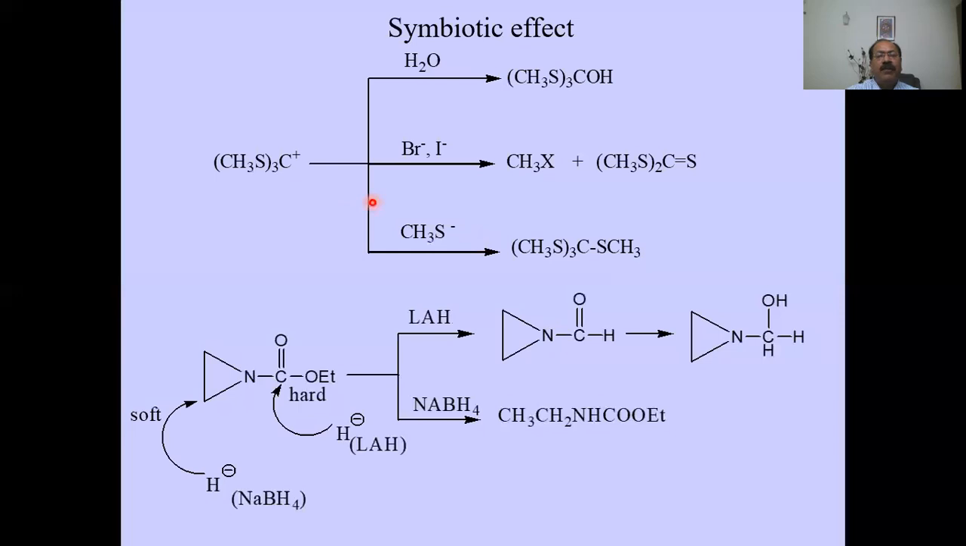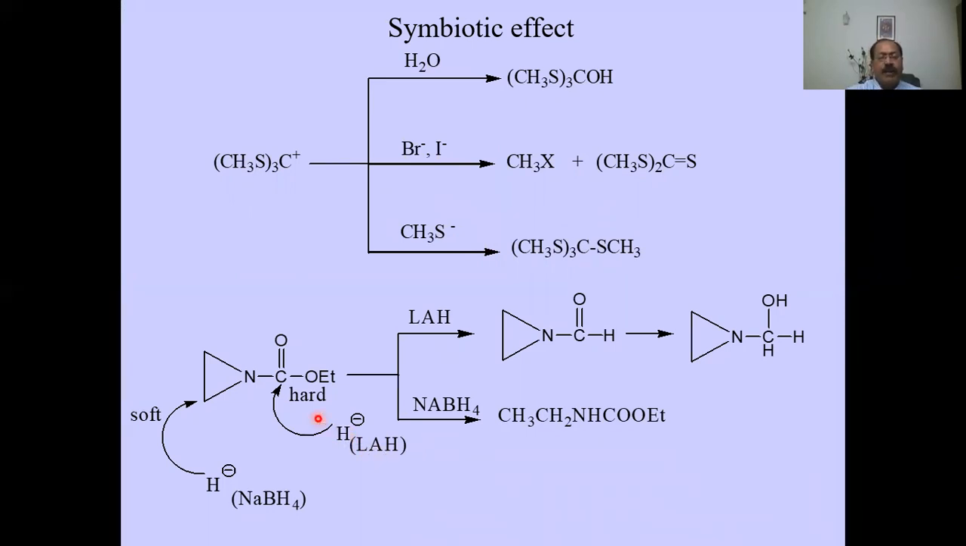But when we treat with a soft nucleophile, this nucleophile attacks one of the methyl groups and we get methyl halide and this product. Here, the symbiotic effect. Now, this is softer. One would think here the reaction takes place to give this. Why is this reaction taking place? Because of the symbiotic effect. Four sulfurs on the same carbon.